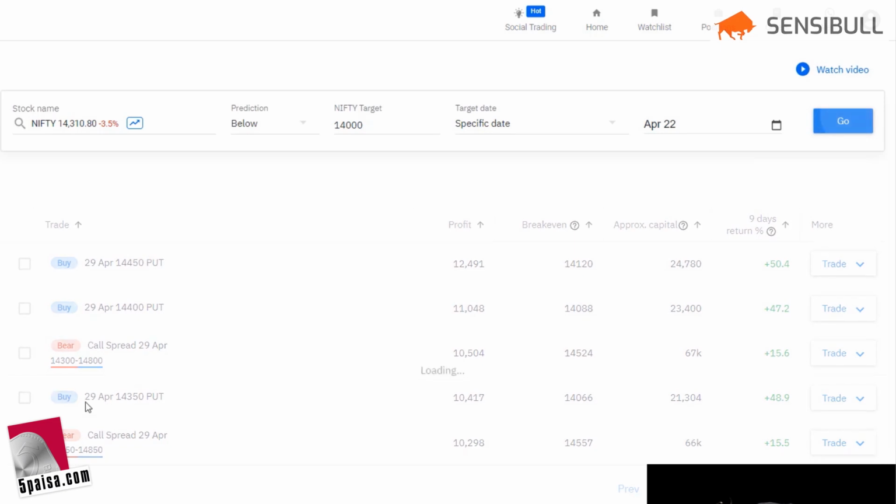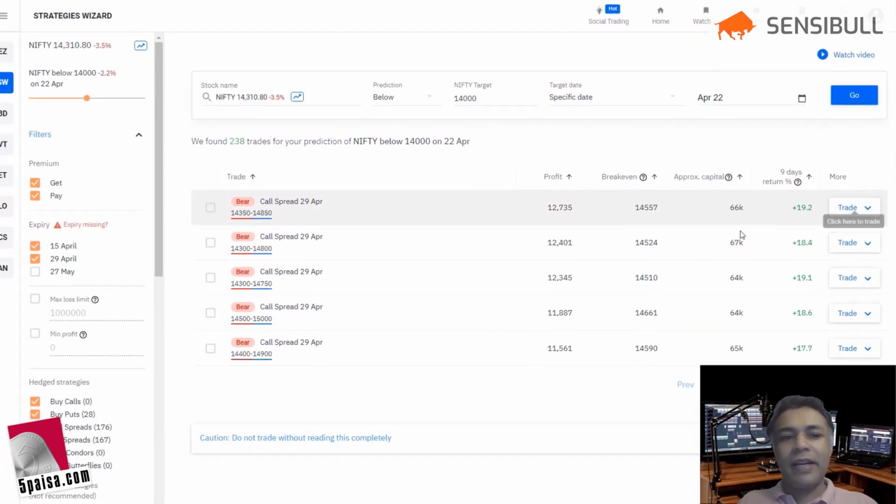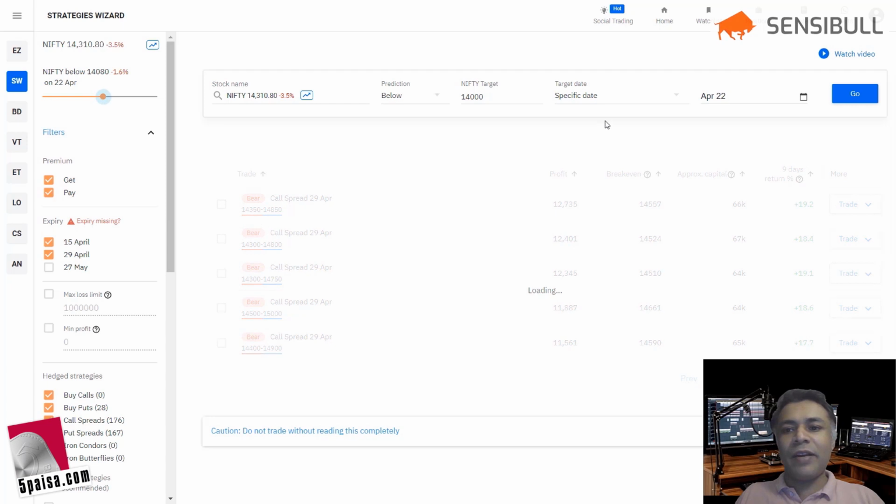So let's just make it more interesting, right? I'm going to put April 22nd target and see how the results change. Interestingly, if you put April 22nd target, then all the good trades to do are not actually put options, they are bear call spreads. So basically you don't have to know what this thing is. We did all the math, we'll tell you what is the exact trade to do and you can just take it.